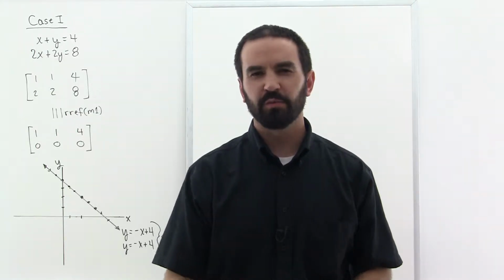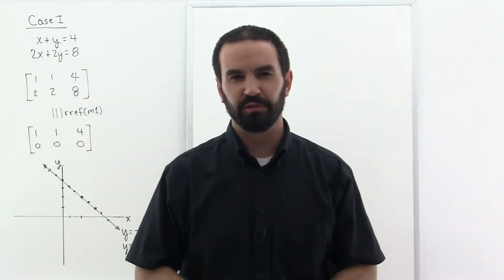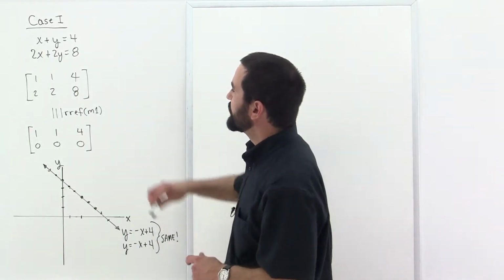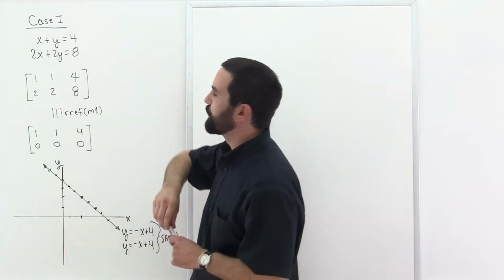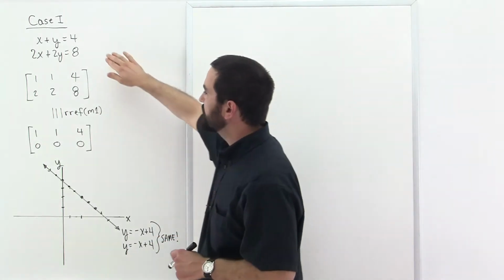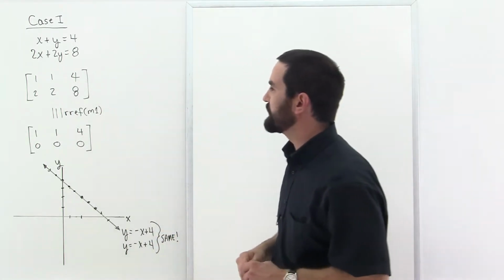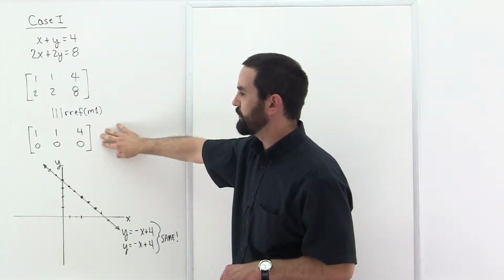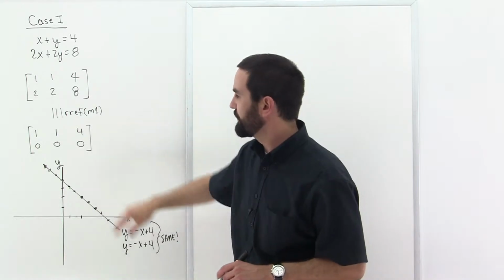There are some cases where a matrix will not reveal a unique solution. And let's take a look at a couple of those cases. So in case 1, the system is x plus y equals 4 for the first equation and 2x plus y equals 8 for the second equation. So we write down our matrix, we row reduce, and we obtain the following matrix, right?